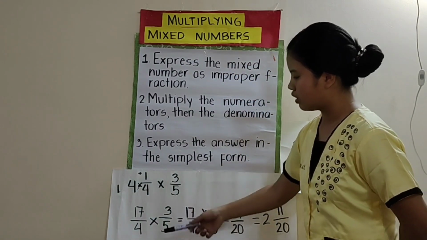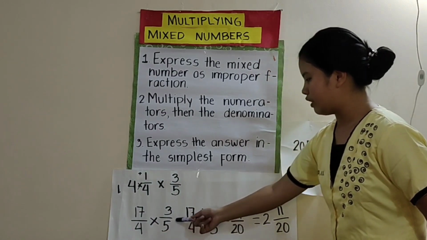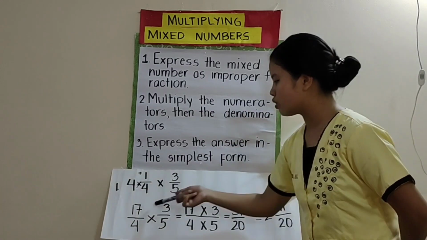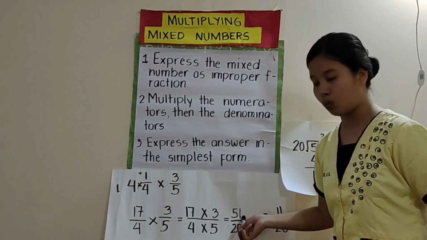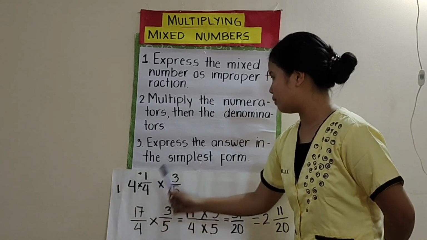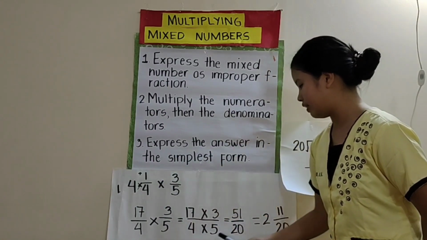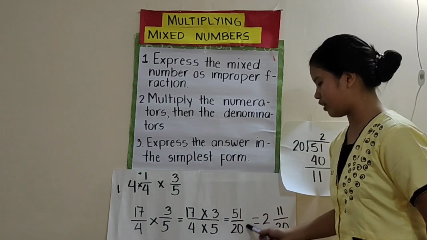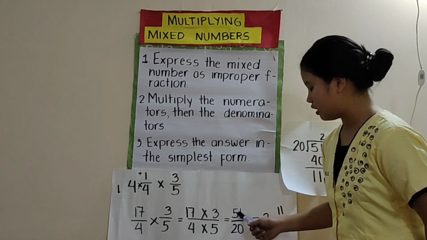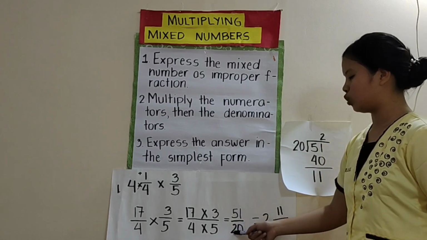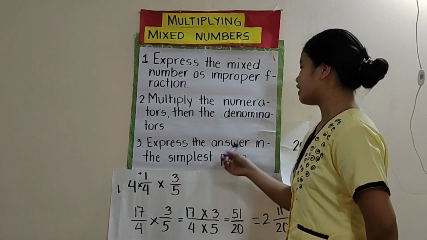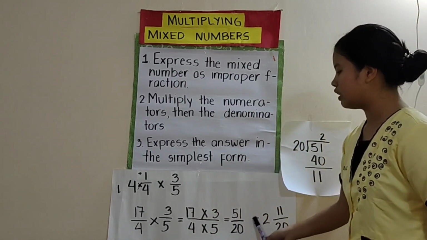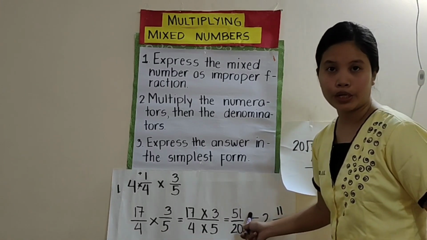Okay. So 17 times 3, it says here to multiply the numerators. So 17 times 3 is 51. Multiply the denominators. 4 times 5 is 20. Okay, so we have here our product. It is 51 over 20. So to express this into simplest form, we have to convert this one into a mixed number.